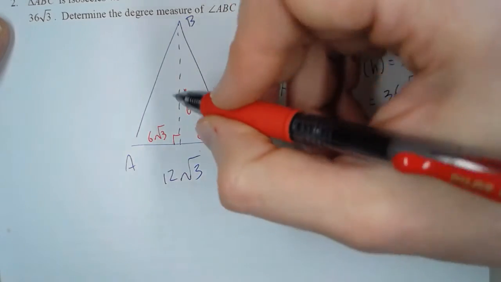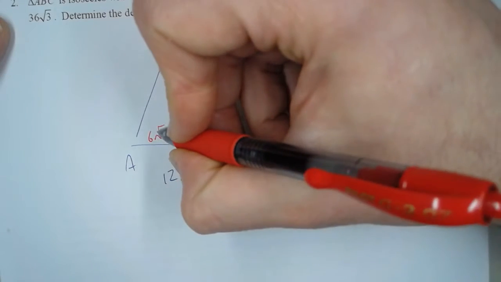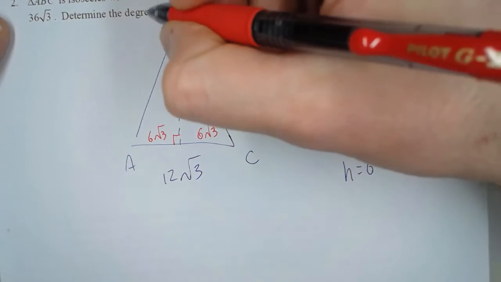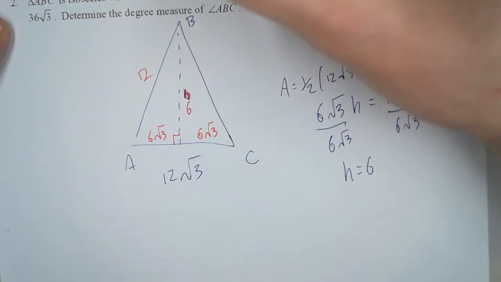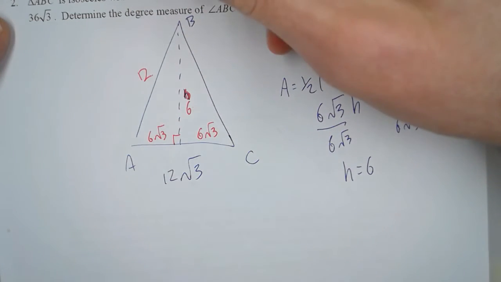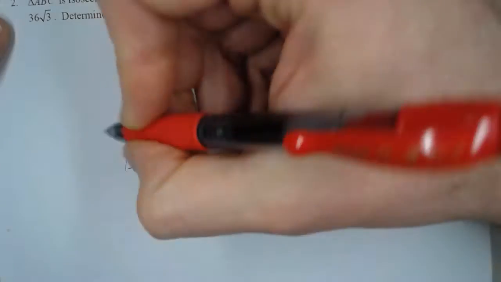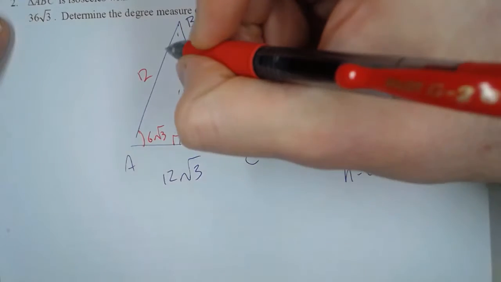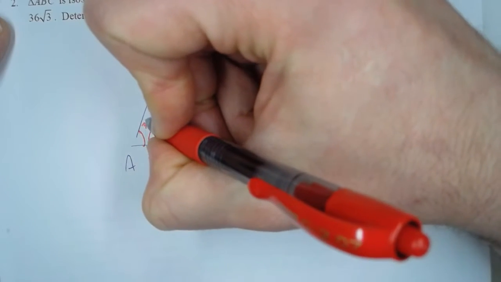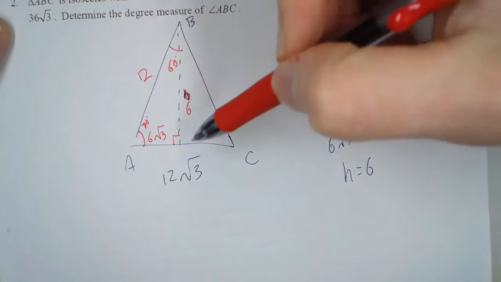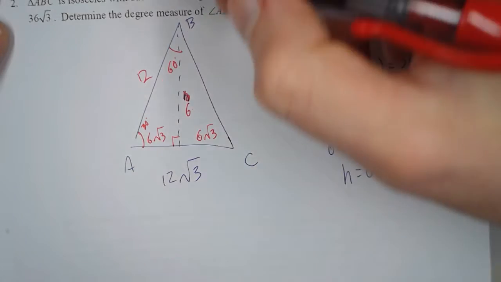Now, if you're not sure about it, well, you could use Pythagorean theorem and get that this is going to be a length of 12. And so, what is this angle? And what is this angle? Well, this is a 60-degree angle, and this is a 30-degree angle, because this is a 30, 60, 90 right triangle.